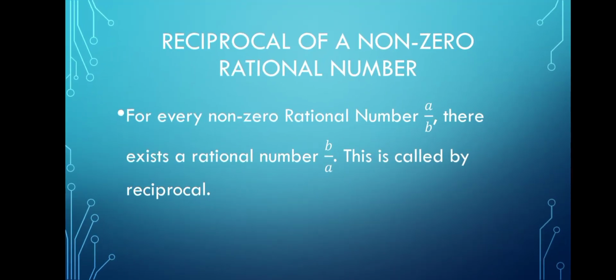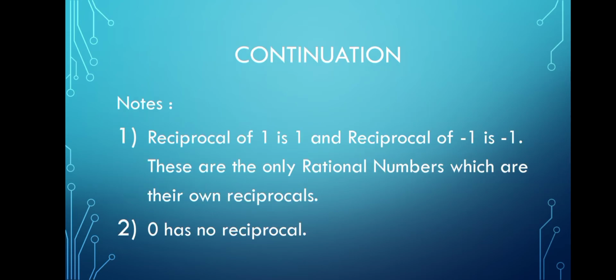Reciprocal of a non-zero rational number. For every non-zero rational number a by b, there exists a rational number b by a. This is called the reciprocal. For example, take a number 5 by 7. Its reciprocal is 7 by 5. Take minus 9 by 7. Its reciprocal is 7 by minus 9, or you can write it as minus 7 by 9 also. Reciprocal of 1 is 1 and reciprocal of minus 1 is minus 1. These are the only rational numbers which have their own reciprocals. 0 has no reciprocal.